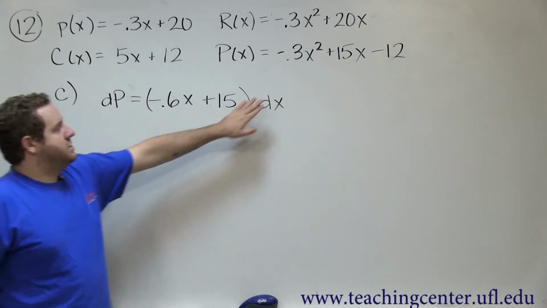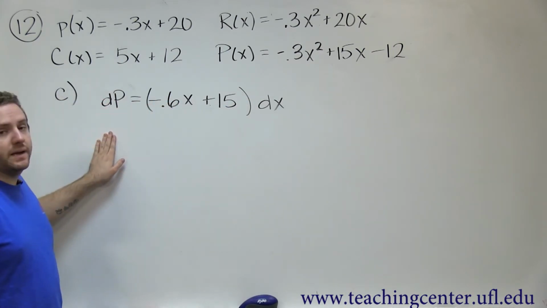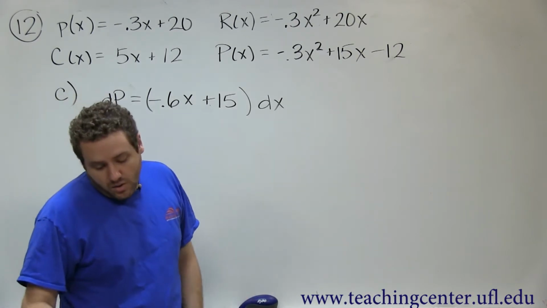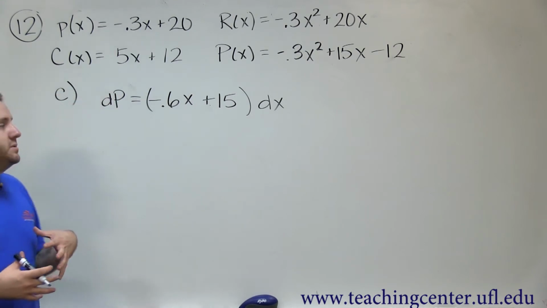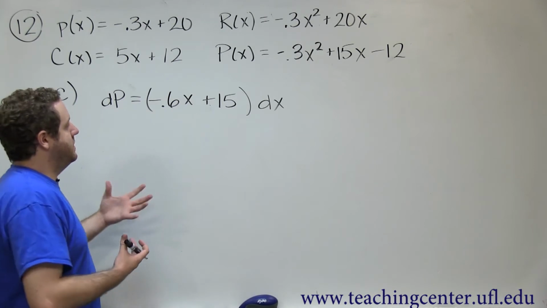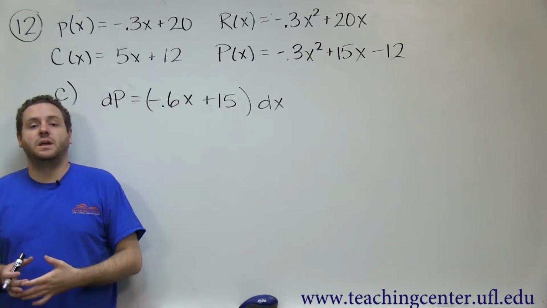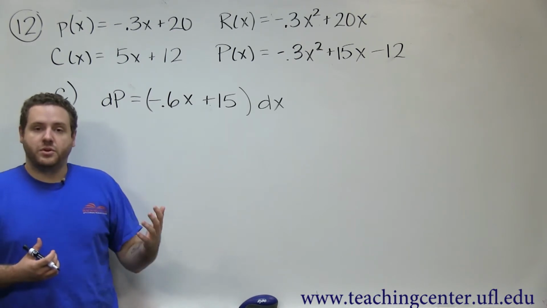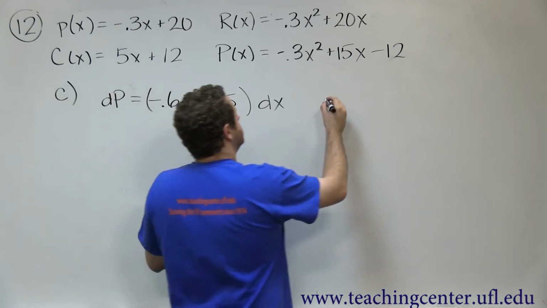So what I did was I just took the derivative of this equation, but instead of saying dp dx, I just moved the dx over to this side. What we need to do is estimate the change in producing 30 units versus producing 32. When you're doing differentials to estimate change, dx always represents the amount of change in that variable. We know we're going from 30 units up to 32. So that means that dx is equal to 2.